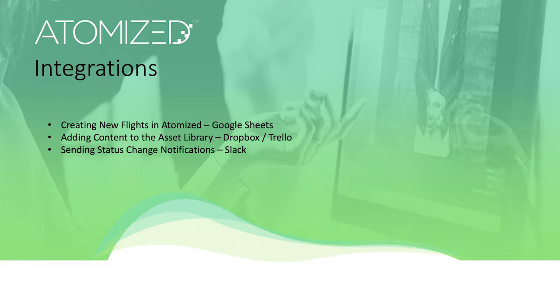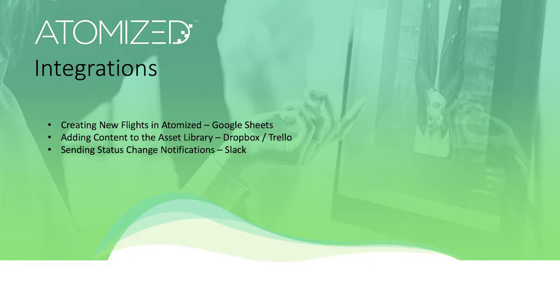One, creating new flights in Atomized from triggers executed outside of Atomized. So you can create new flights from adding lines to a Google Sheet. You can create new flights from adding content into Box or Dropbox or any other one of those sorts. But today I'm going to show you how to do it with Google Sheets.